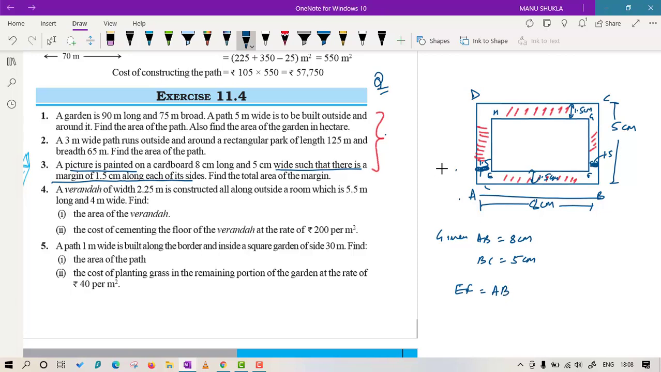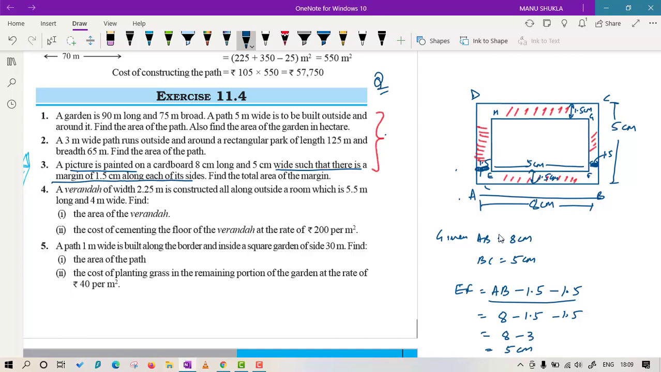AB minus 1.5 left margin and 1.5 gone from the right margin, and we have got the actual EF. Let me write the value of AB is 8 minus 1.5 minus 1.5, and we have got it as 8 minus 3, that is 5 cm. So this is 5 cm, this much. I hope it is clear to you how I found this value of EF.